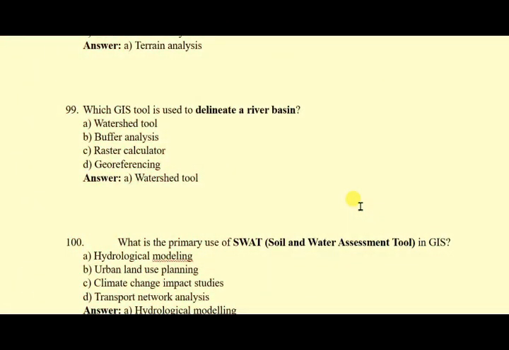Question 99. Which GIS tool is used to delineate a river basin? The right answer will be watershed tool out of buffer analysis, raster calculator, georeferencing and watershed tool. The watershed tool is used to delineate a river basin.